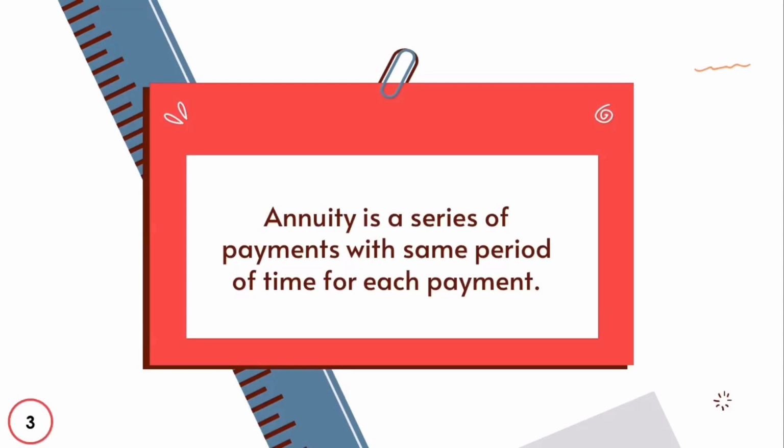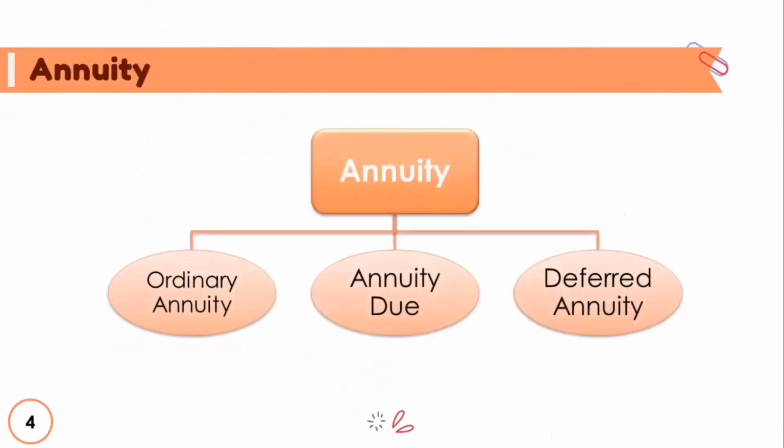Annuities can serve many purposes, though the principal reason for investing in annuities is as a retirement tool. There are three kinds of annuities. First, ordinary annuity. Second is annuity due, and third is deferred annuity.